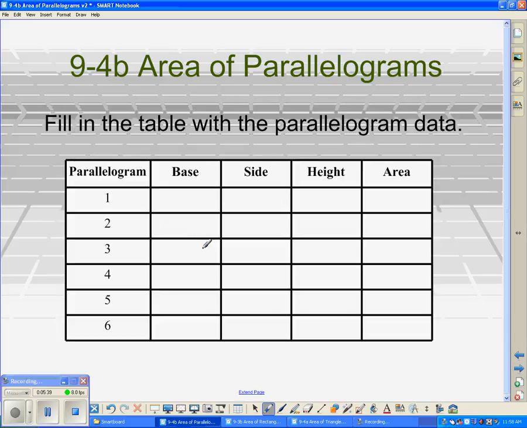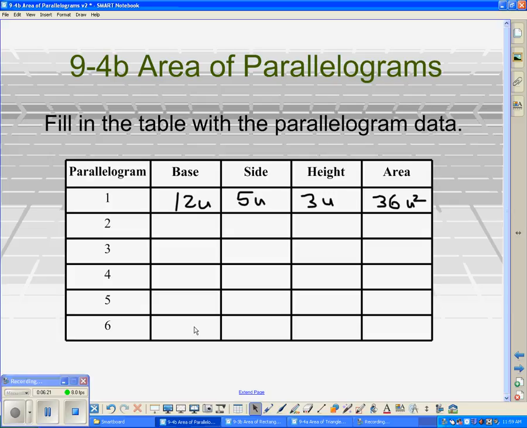The next thing I'm going to do is complete the same exercise for the other parallelograms on my worksheet. For number 1, I've got a base of 12 units. The side length was 5 units. The height was 3 units. And the area I found was 36 square units. You're going to complete the exercise for the remaining 5 parallelograms. Once you do, you'll enter the values you find into the spreadsheet that you have. Once you have that spreadsheet completed, you'll save it and then upload it to the Moodle site.